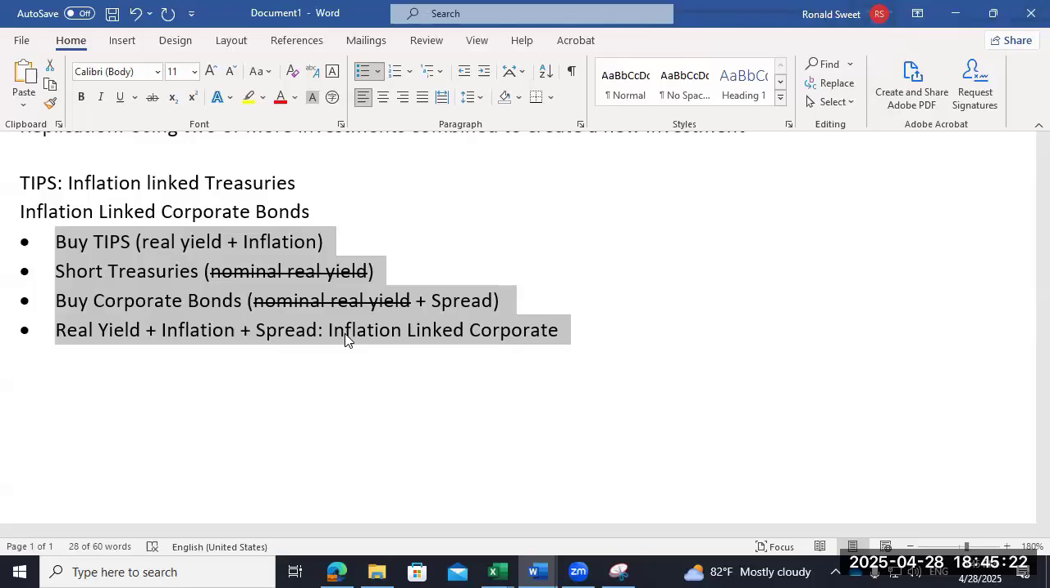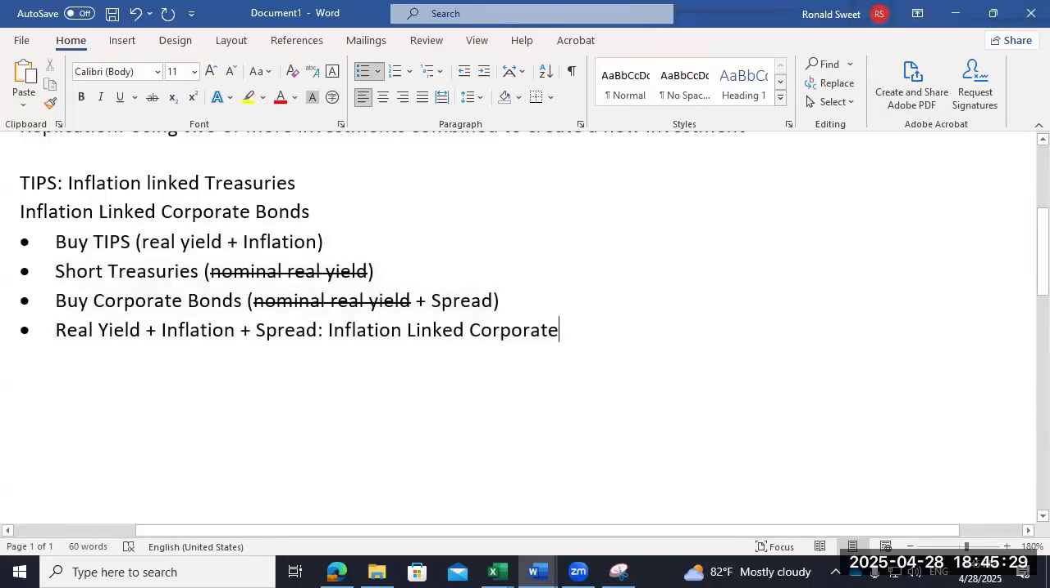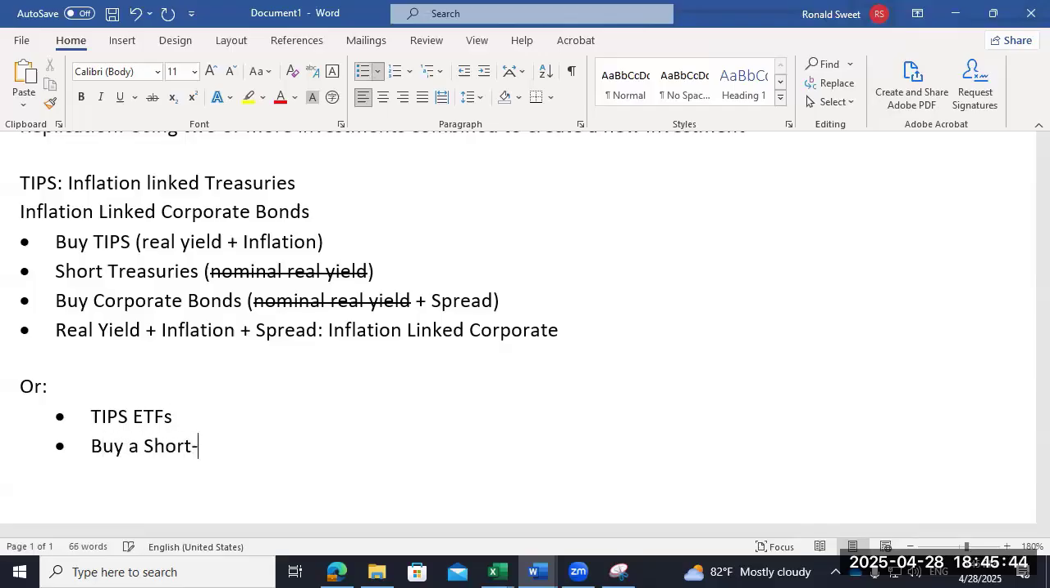You could do it with ETFs. There are short treasury ETFs, so you could buy a TIPS. Y'all know what ETFs are? Like mutual funds that trade like stocks. You could buy a short, I don't know how to say it, but I'll say short treasury ETF, sells treasuries.